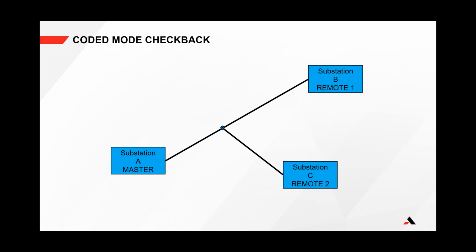The coded mode sequence looks like this. The master sends a request to remote 1, which responds and sends a request back to the master. The master responds back to remote 1, and then remote 1 acknowledges. If low-level tests were enabled, the first sequence would be at low-level power and then repeated at high level. If more than one remote is in the system, the sequence will repeat for each of them.